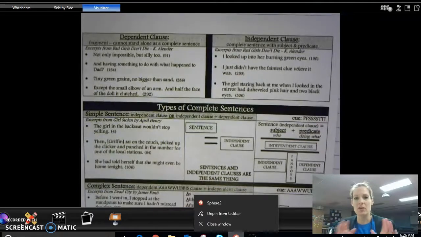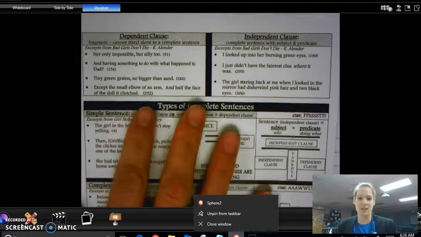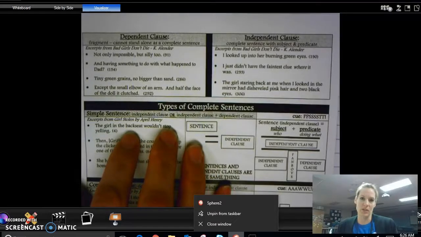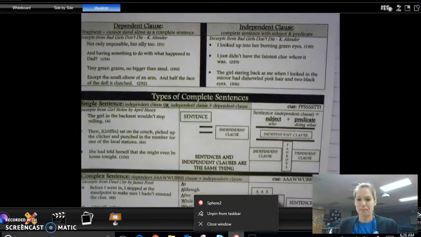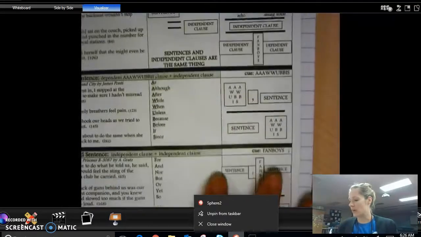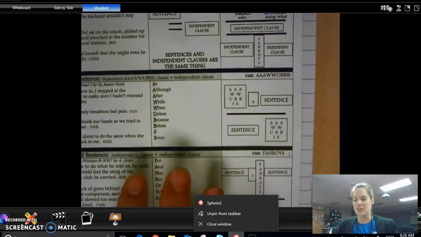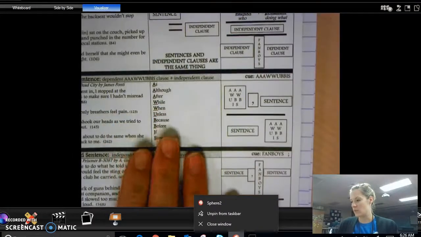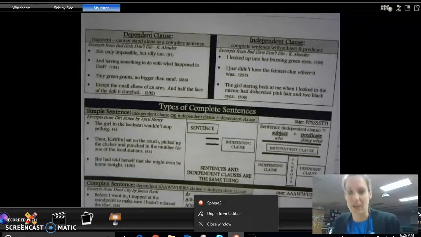One, I want you to think about the difference between a dependent and independent clause, which we're going to go over. Two, I want you to know how this document is laid out so that it can be a resource for you to use in your own writing. And three, I want you to learn about these different elements, the AWUBUS and the FANBOYS, so that you can start to put sentences together or evaluate sentences that you have.